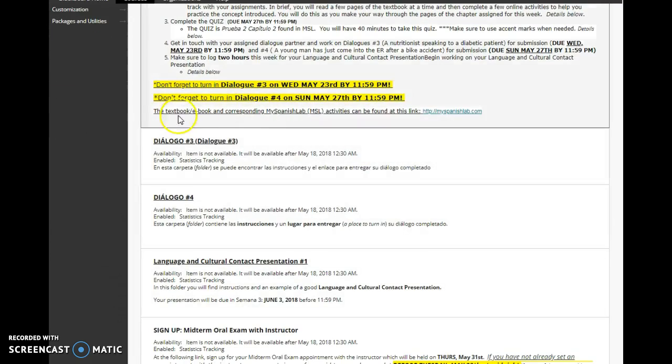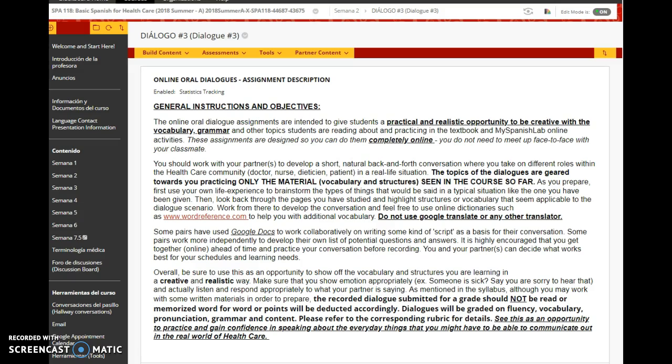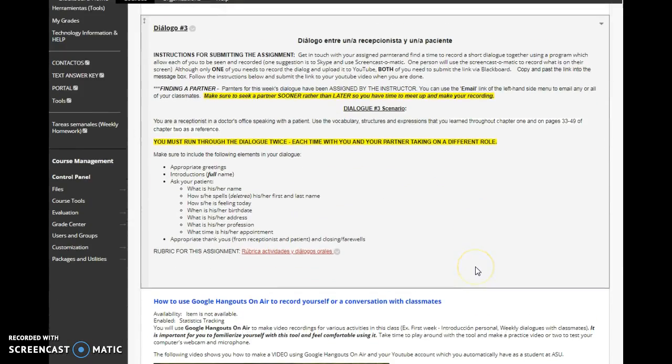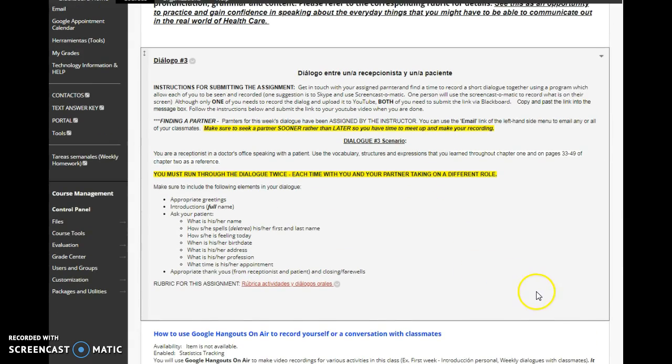For more specific information on Diálogo 3, I click on that link. I see, as I did before, the general instructions and then the specific instructions. So your scenario is a receptionist in a doctor's office speaking with a patient.